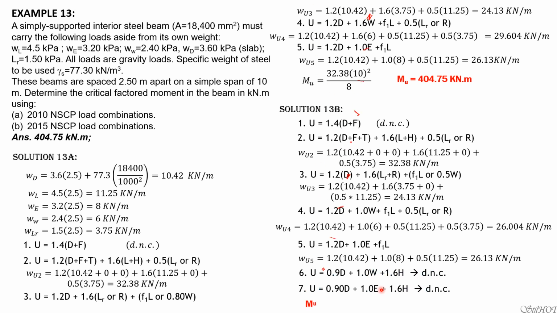So load combination 6 will not control. Load combination 7 will not control. So since the highest uniform factored load is 32.38, the same as that of 2010, therefore the ultimate or critical factored moment is the same, 404.75 kilonewton meter. That's it.